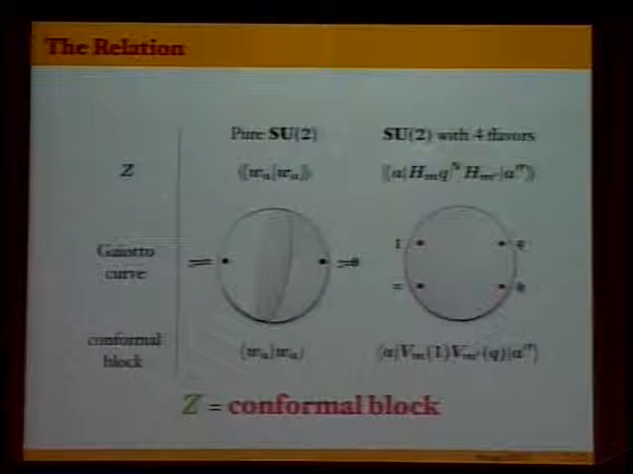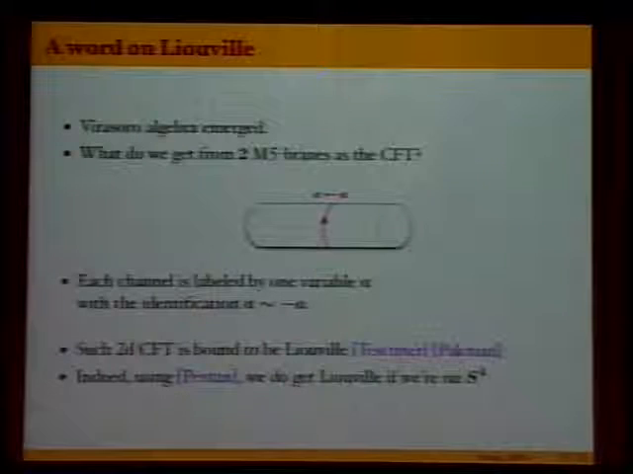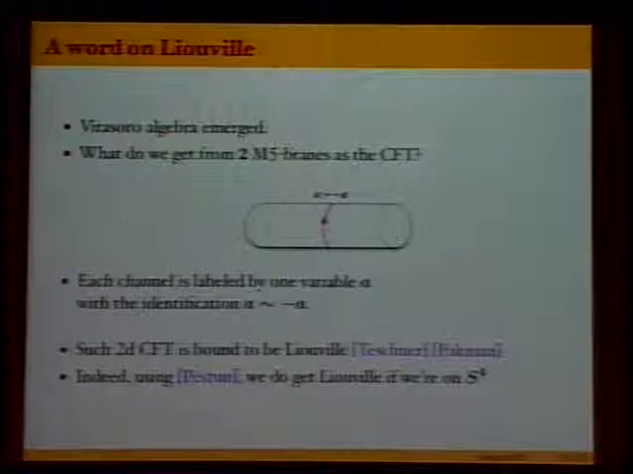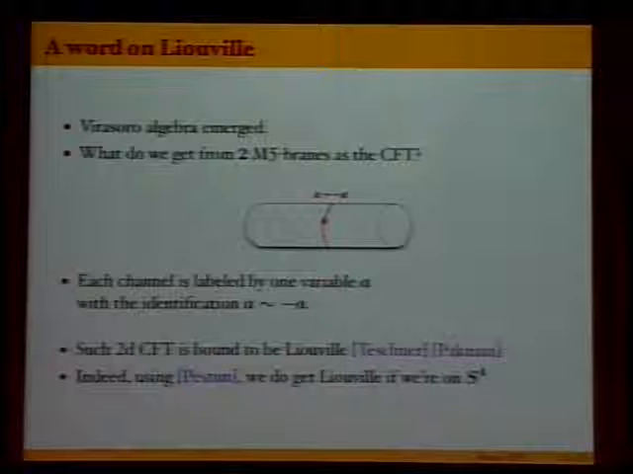So that's what we found accidentally. So far I just talked about the conformal blocks. So let me talk a bit about the relation to Liouville theory. So, well, we got the symmetry structure, which is the Virasoro algebra, but what we really get is a CFT.